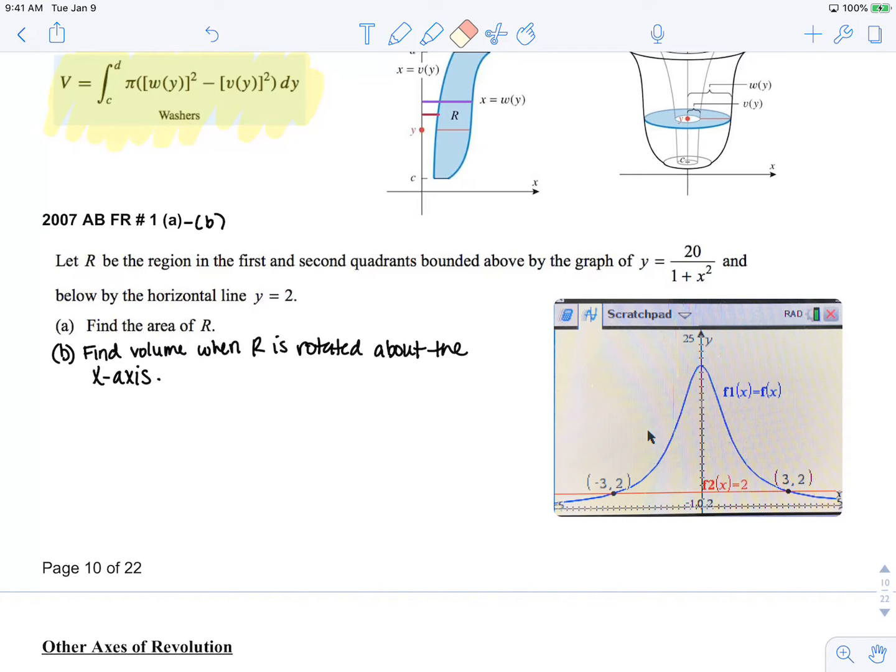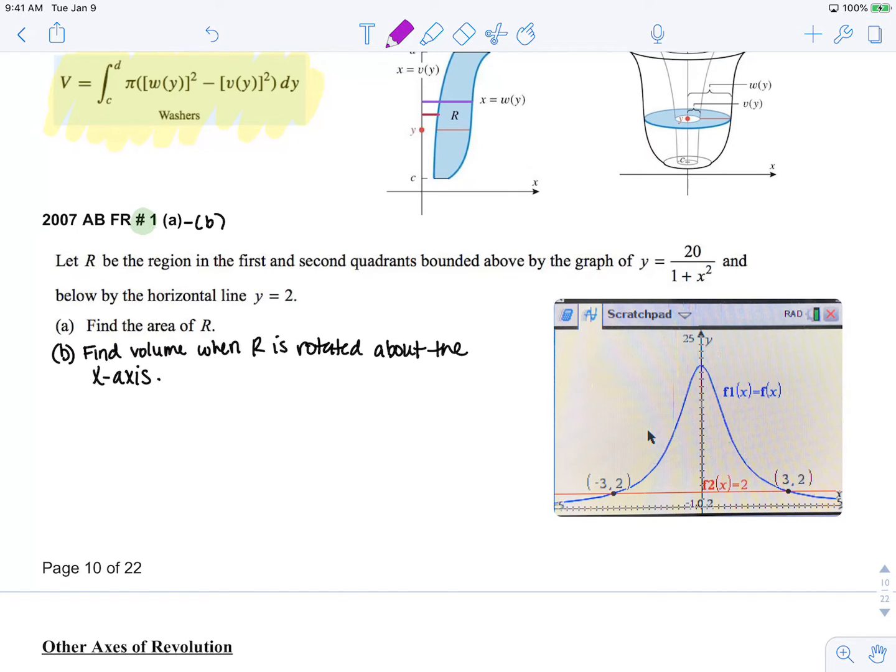Let R be the region in the first and second quadrants bounded above by the graph y equals 20 over 1 plus x squared and below by the horizontal line y equals 2. So since this is free response number 1, it is calculator active.